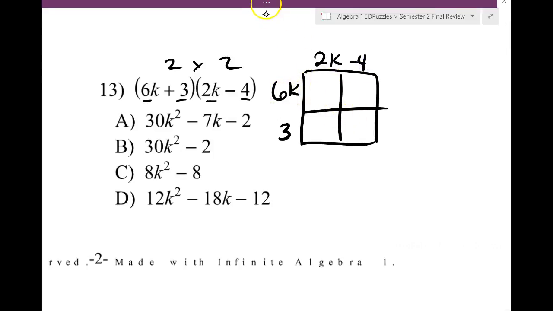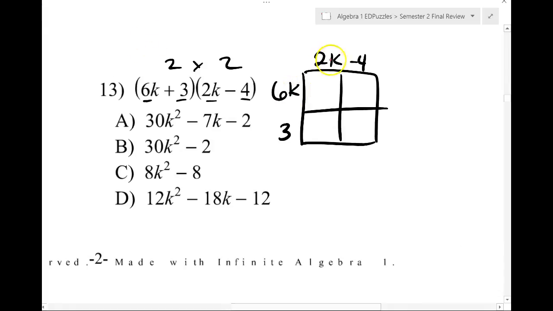Okay, so now first we do 6k times 2k, that's 12k squared, because 6 times 2 is 12, and then k times k is k squared. And then 6 times negative 4 is negative 24, but then also times k. And then 3 times 2 is 6, but then times k. And 3 times negative 4 is negative 12.